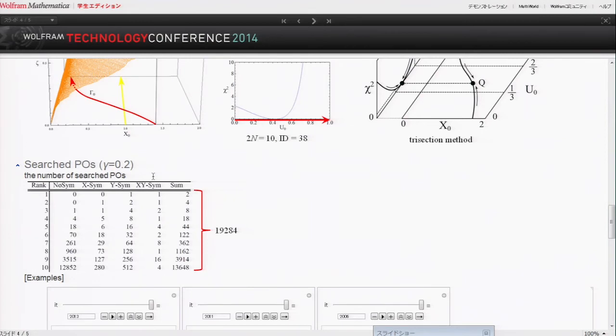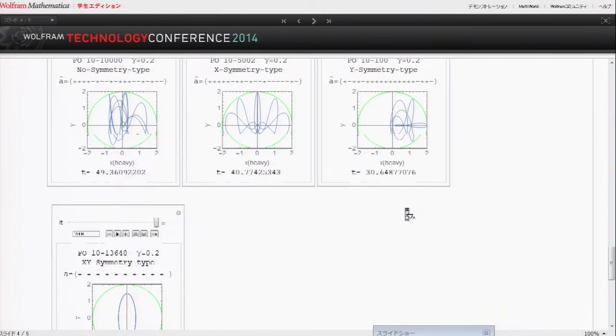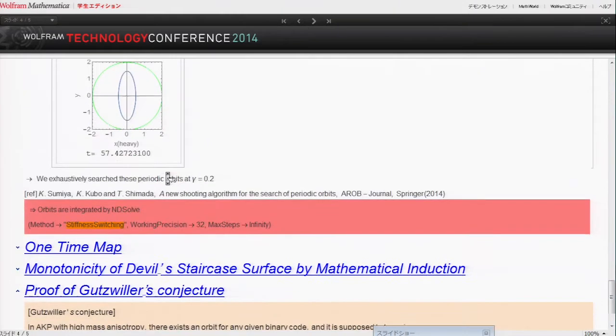And as a result, we can search periodic orbits, and the number of the periodic orbits we searched is 19,284. And this is some example. This is no symmetry type, this is X transformation symmetry type, this is Y symmetry type, and this is both symmetry type.